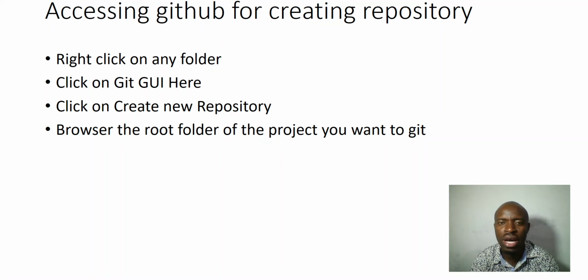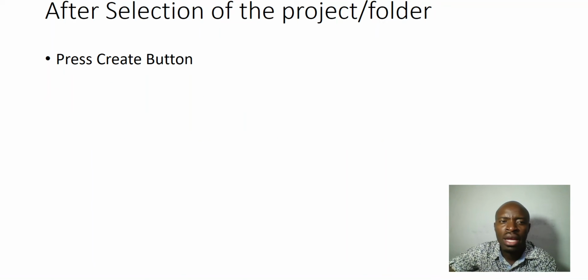So that is where you are now going to select that you want to create a repository offline here, and then create a new repository. From there, browse the root folder of the project you want to Git. When you are done with that, it means that you have a local Git project that is ready to be played with.